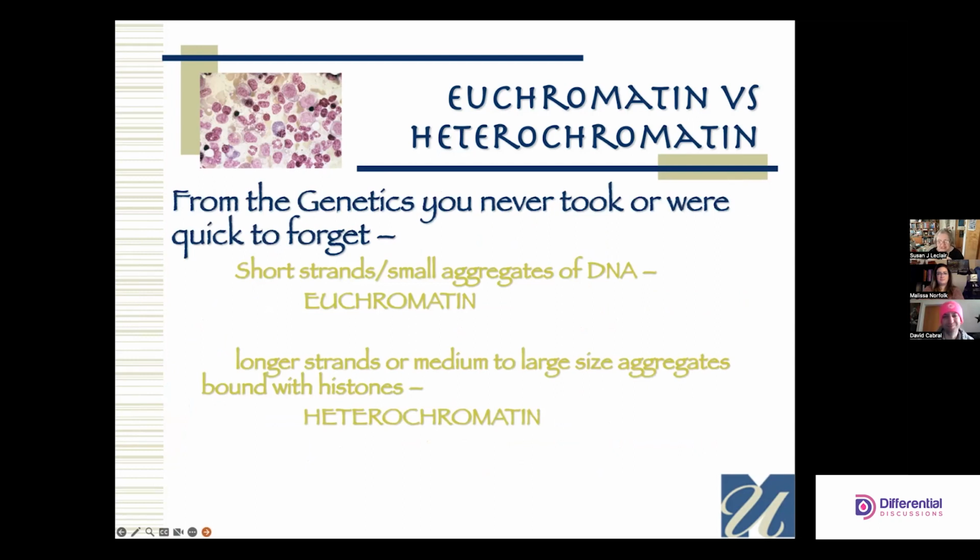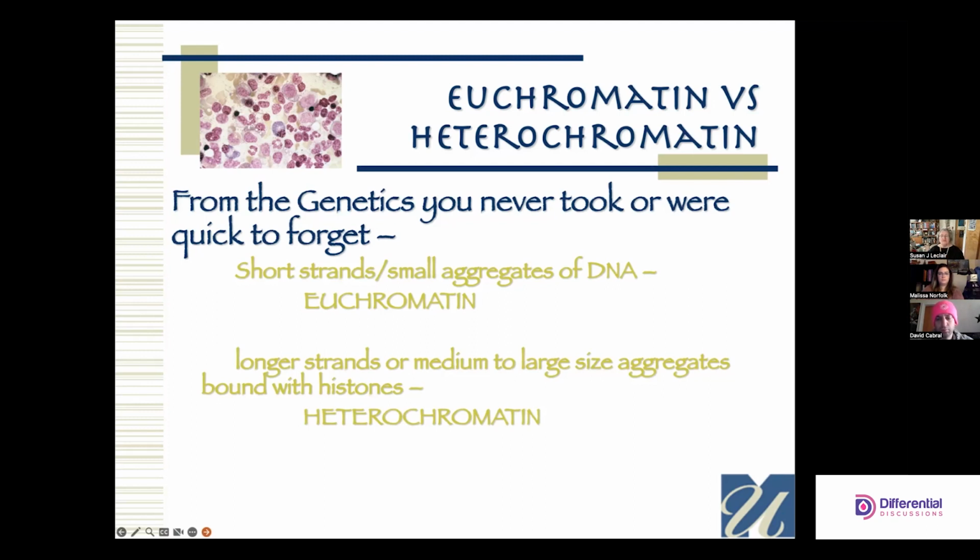In interphase, when you see all of that soft, lighter stained, smoother, when you play with the fine adjustment, it tends to come in and out of almost the same plane at the same time. It looks almost velvety, crushed velvet. That's euchromatin. It's small, short strands of DNA that have been used or will never be used.